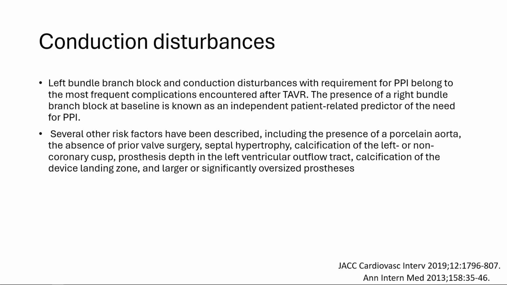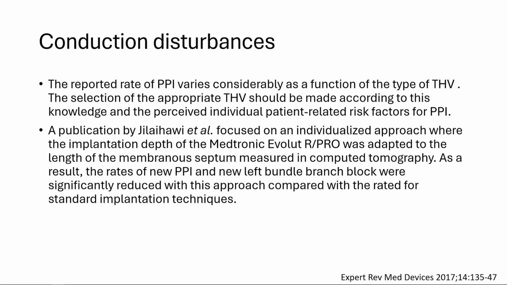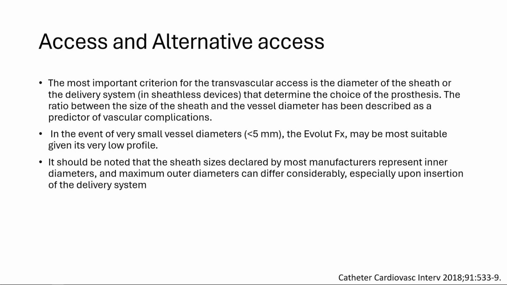We know that left bundle branch block and conduction disturbance, such as with requirement of a pacemaker, can be a complication of TAVR implantation. There are predictors of requiring a pacemaker after, such as right bundle branch block. There are several other risk factors that you should be aware of that can increase the chance as well. However, in the literature with the new devices, the rate of pacemaker is decreasing, especially because we learn with experience how to implant. We implant higher, we implant in different views, the cusp-overlap view, for example, for the CoreValve, and we can also measure the length of the membranous septum on the CT scan to prevent those complications.